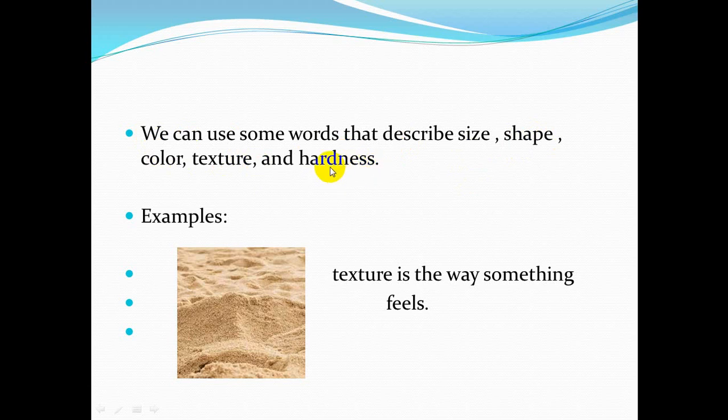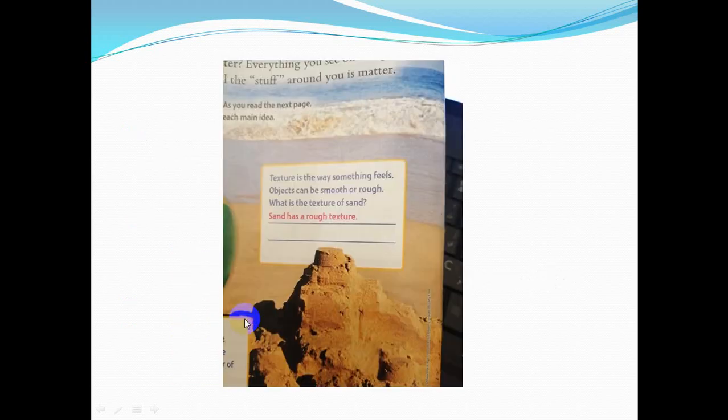Then after that we will take these examples to know more about the physical properties. Number 1 is texture. What's the meaning of texture? Texture means the way something feels. When you touch this sand here, what can you feel? We can feel that the sand has a rough texture, but at first we have to remember the meaning of texture. Texture means the way something feels.